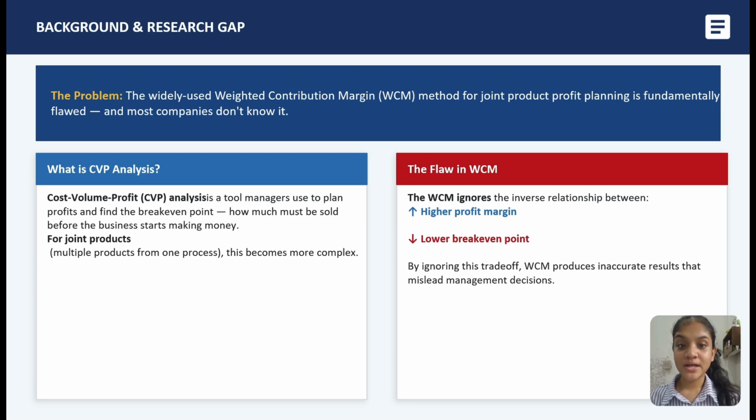Now, the most widely used method for multi-product CVP analysis is the Weighted Contribution Margin method, or WCM. This method has been taught and applied for decades. However, N.E. 2019 identified a critical flaw in this method. He argued that the WCM ignores an important relationship, specifically that a product with a higher profit margin will reach its break-even point faster than a product with lower margin. By ignoring this, the WCM produces inaccurate results that can mislead management decisions.